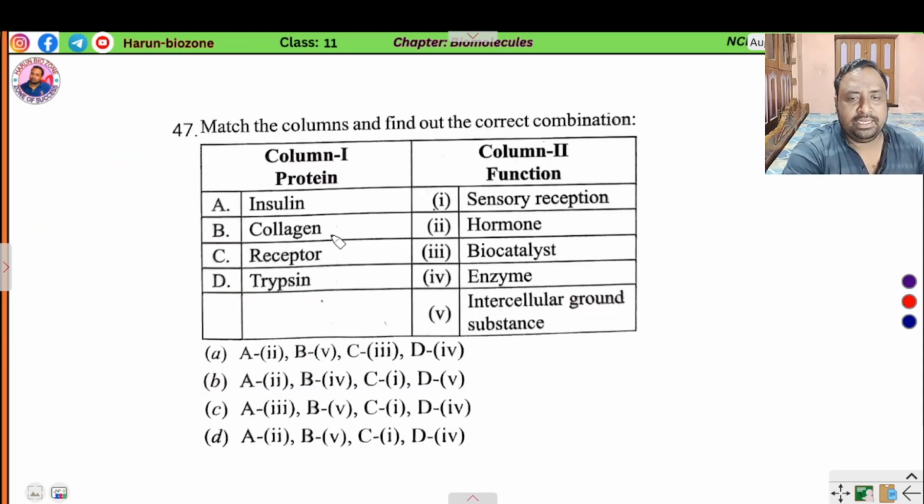47. Insulin is a hormone, collagen is an intracellular substance, receptor is a sensory receptor, trypsin is an enzyme. A2, B5 and C1, D is the correct option.